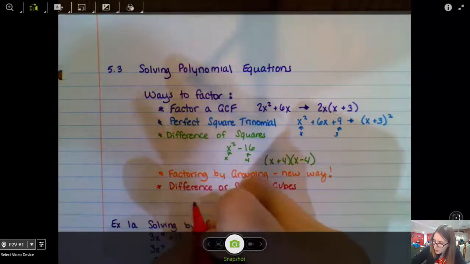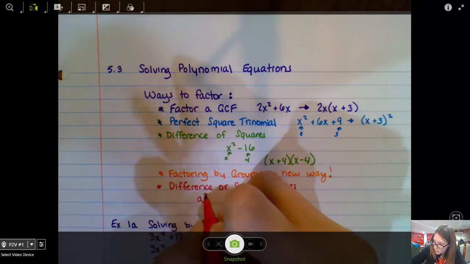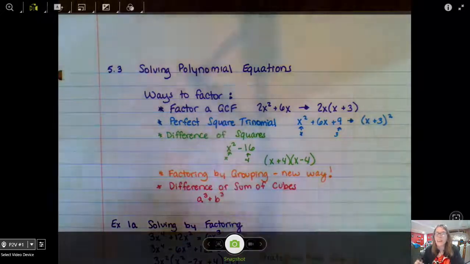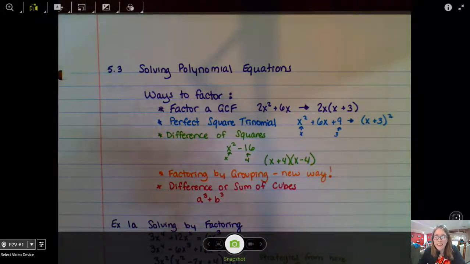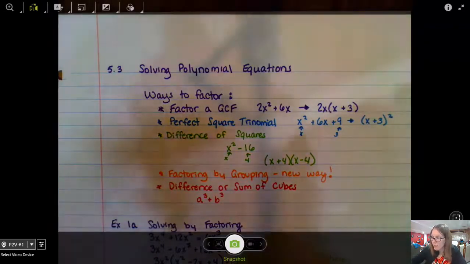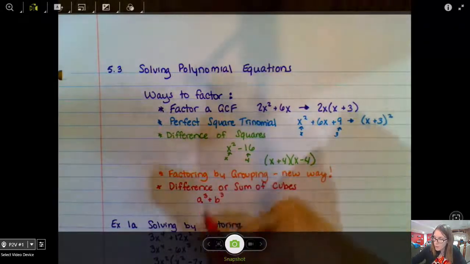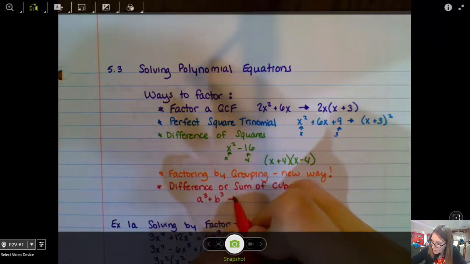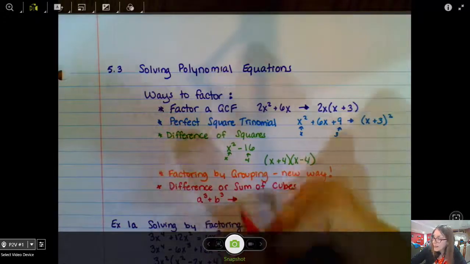Now, a sum of cubes would be in this form, a to the third plus b to the third. So it could be x cubed plus 8, 8x cubed plus 27, okay? Things like that where I have perfect cubes. If you have a sum of cubes, we can use this little formula to factor that sum of cubes.